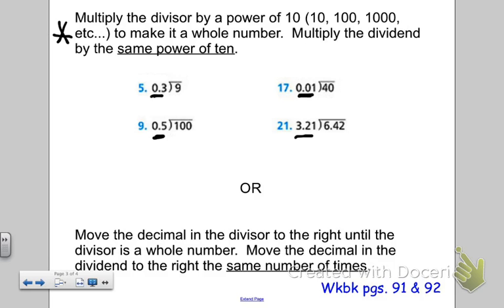And watch what happens. So let's see, if I do 3/10 times 10, I'm going to end up with 3. And 9 times 10 is going to give me 90. Basically, we just turned 9 divided by 3/10 into 90 divided by 3. I multiplied both the divisor and dividend by the same power of 10, and even though the problem looks different, I know I'm supposed to get the same quotient, just like I did on the last page. 90 divided by 3 gives you 30.